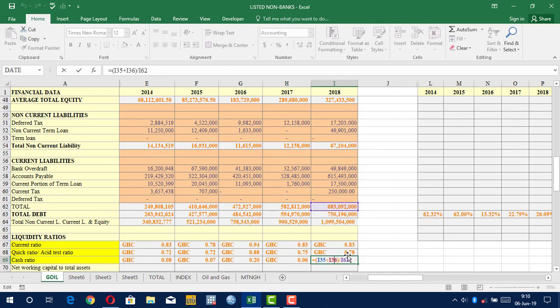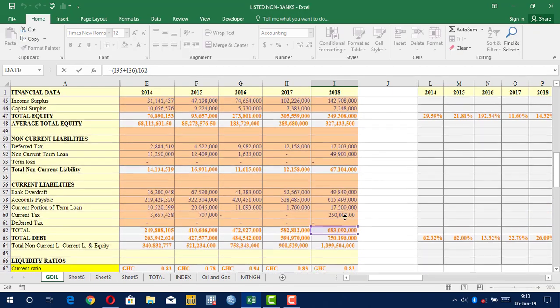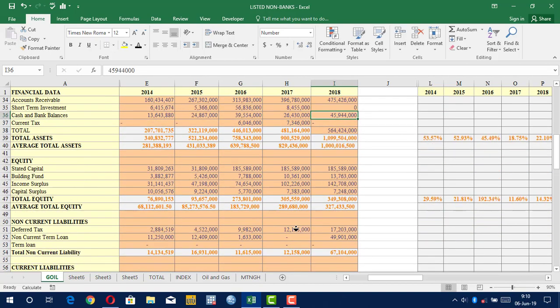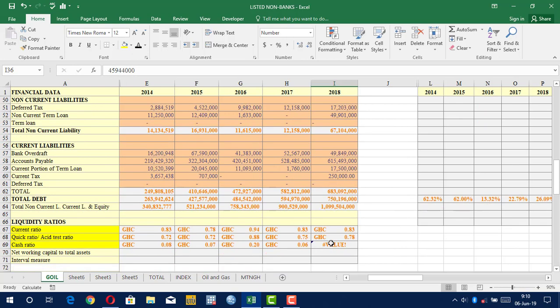Okay, it looks like there is no short-term investment in 2018, so let's put 0 there. Okay, so there we have it. So now we have our liquidity ratios.